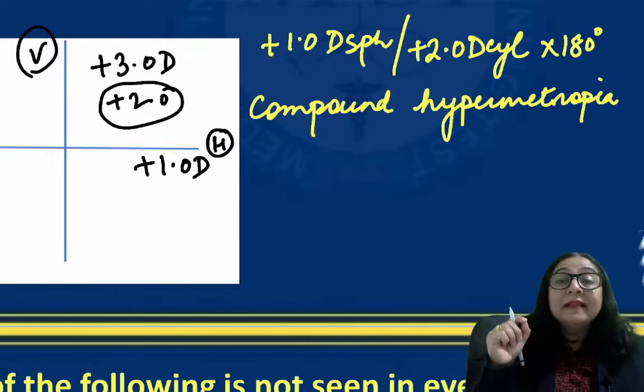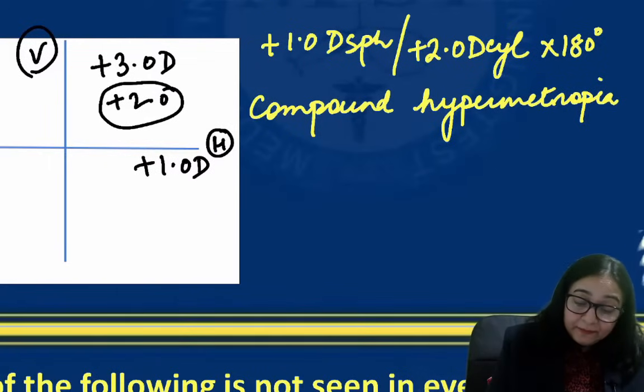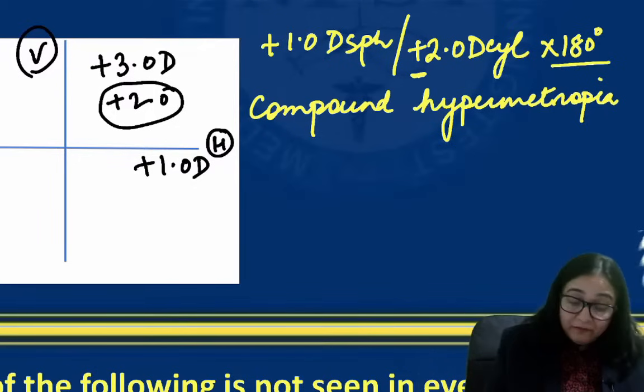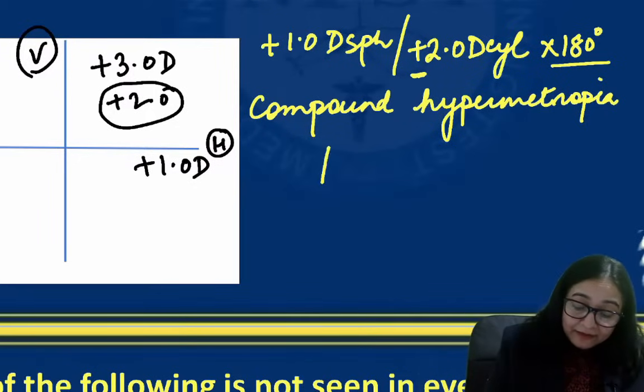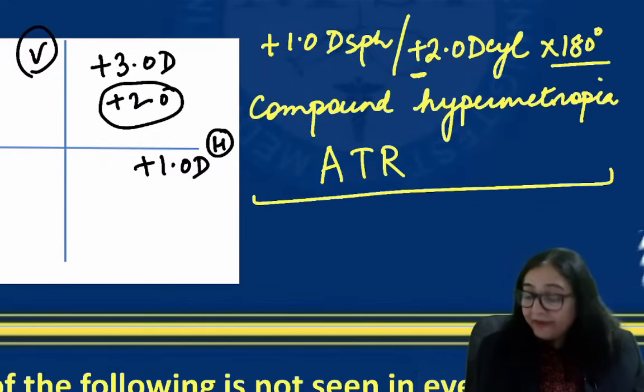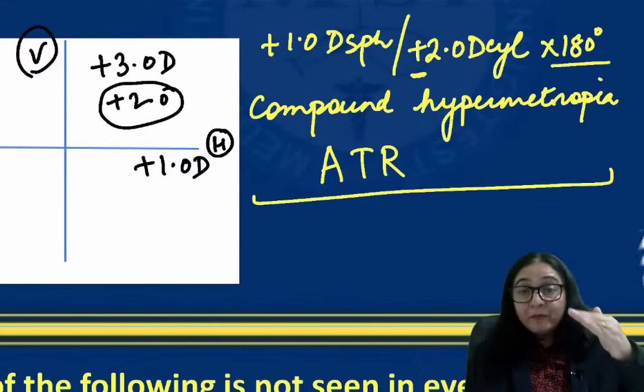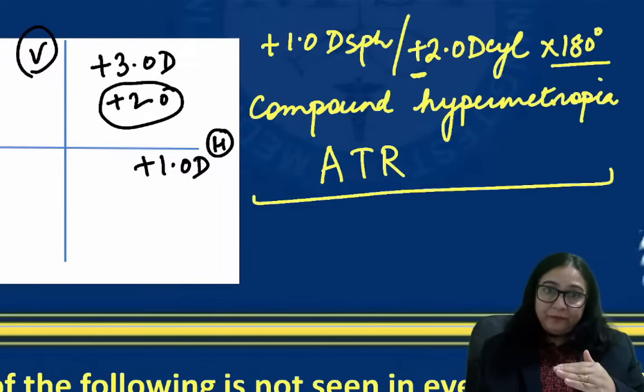There is a plus at 180. There is a plus at 180 degree which makes it against the rule astigmatism. Very nice. So compound hypermetropic astigmatism against the rule.